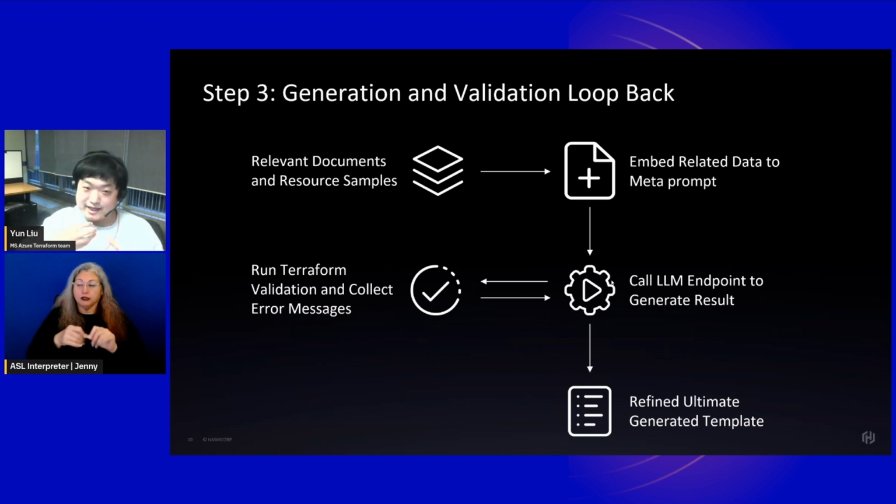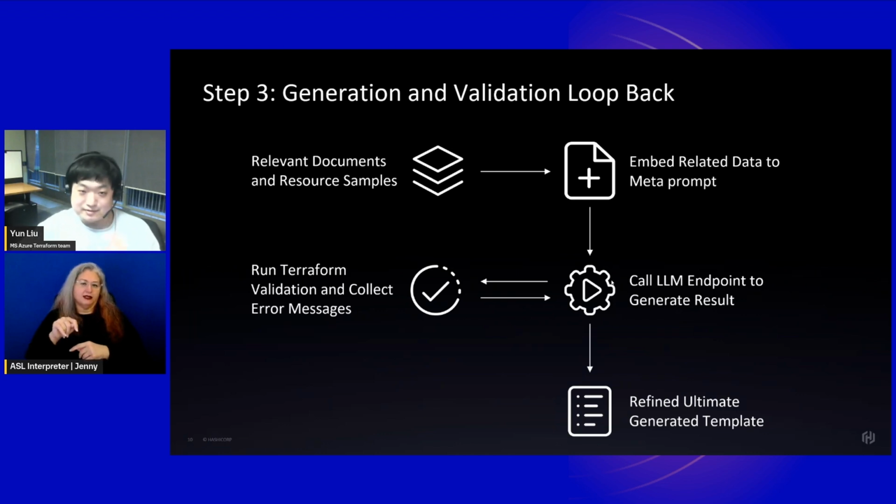After that, we take this error message and retrieve relevant documentation again. After we have all the information, for example, all the error messages and the previously generated content, we ask the LLM to help us fix this. We do this validation loop a few times until we are satisfied with the generated results. After that, we return the final generated template back to the Portal Orchestrator and let it handle the rendering and showing in the Copilot channel.